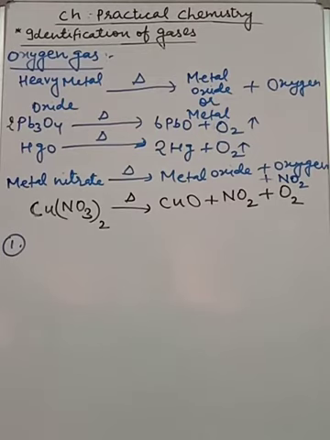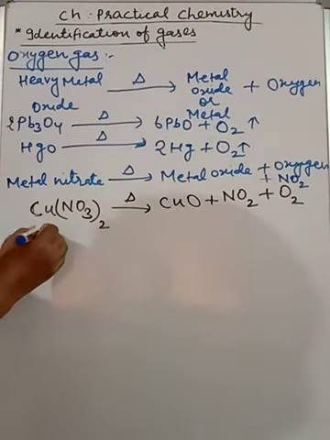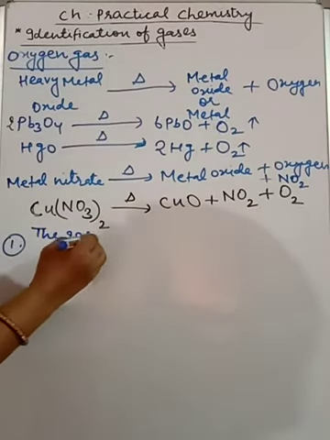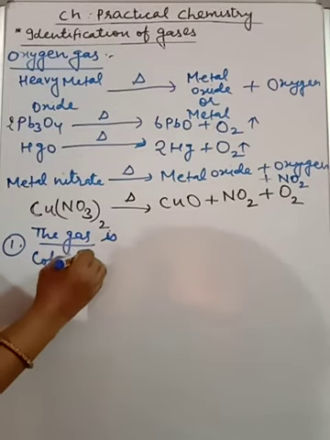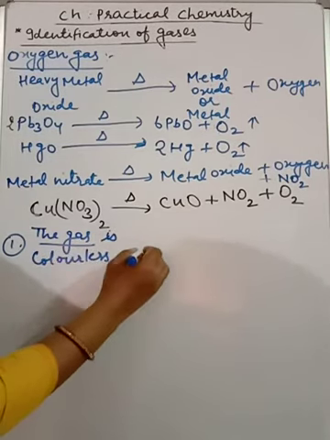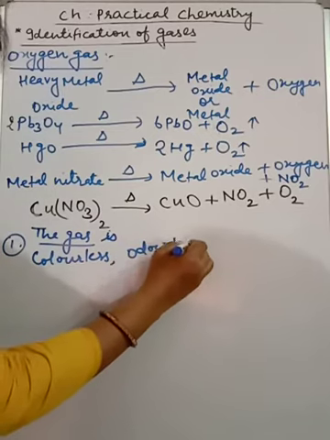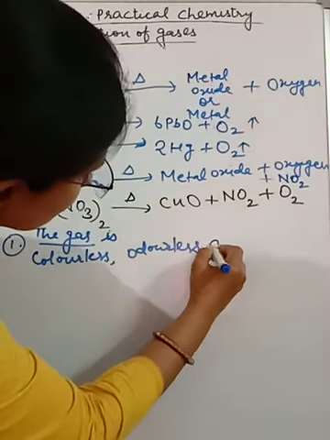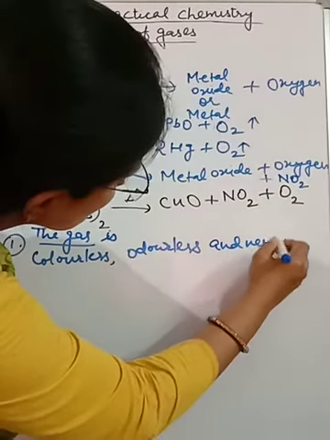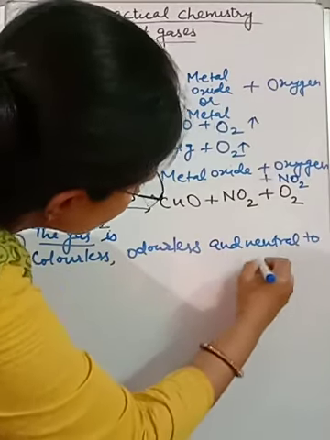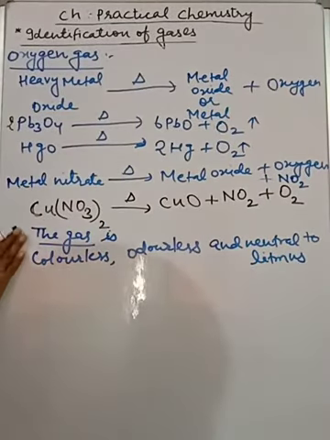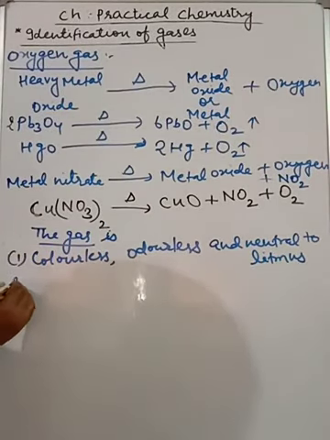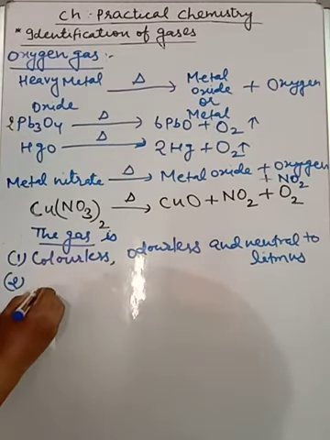Related to that, the first point you will get here: the gas coming out is colorless, odorless, and neutral to litmus. Okay. Now the second point: it rekindles the glowing splinter.